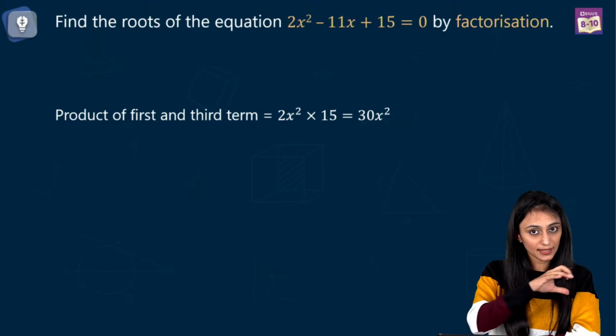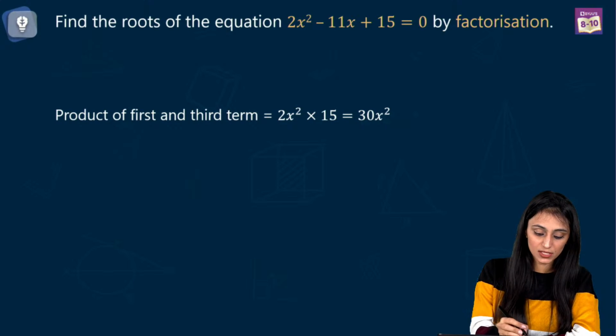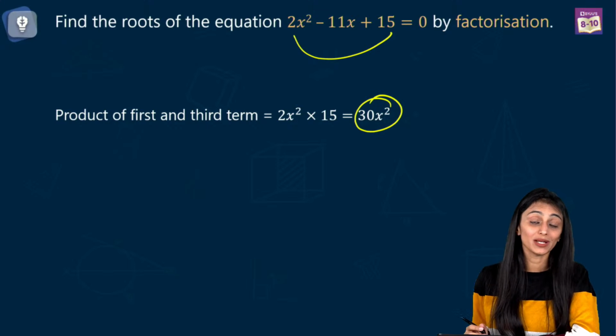All right? Okay. So this is the quadratic equation that we have. What did I tell you? First, we write that in standard form. That should be your first step. Second step is you multiply the extreme values. You get 30x square.